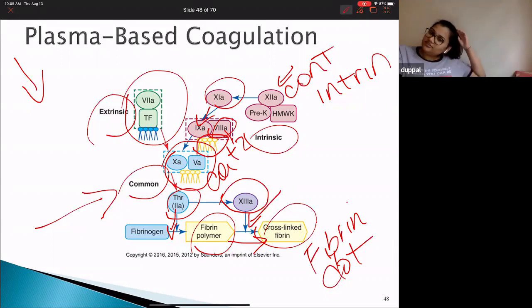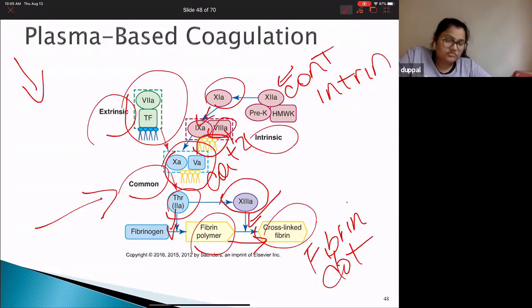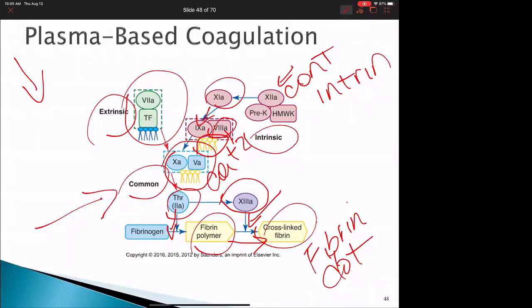I have a question. Mm-hmm. For the 12A, the activated factor 12, pre-K and HK, what is happening on it? Is it happening on a platelet? No, this contact group, you mean 12, pre-K, high molecular weight? Yeah, that one. This is happening in vitro.